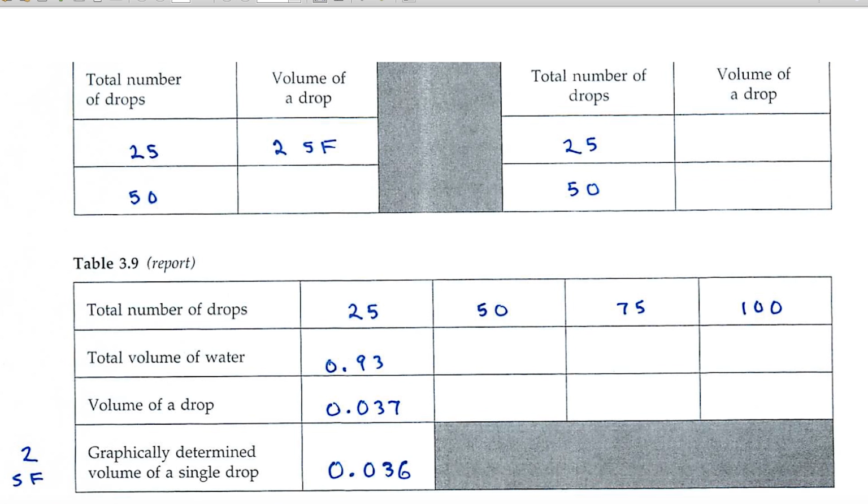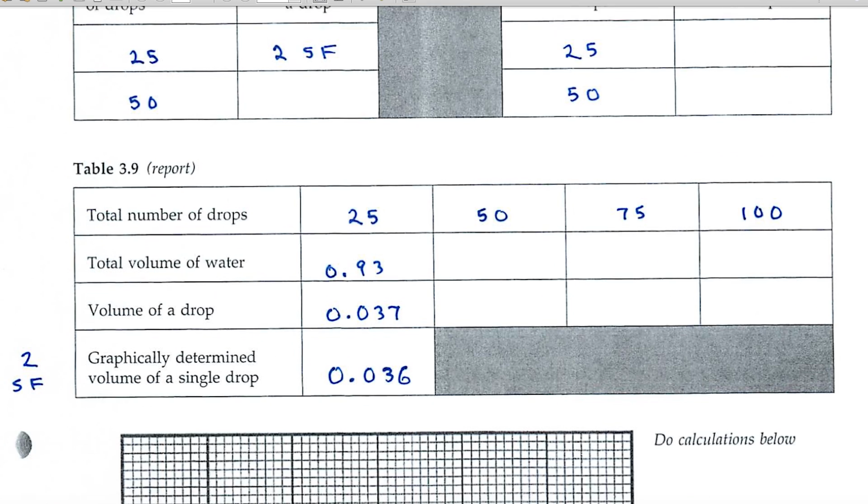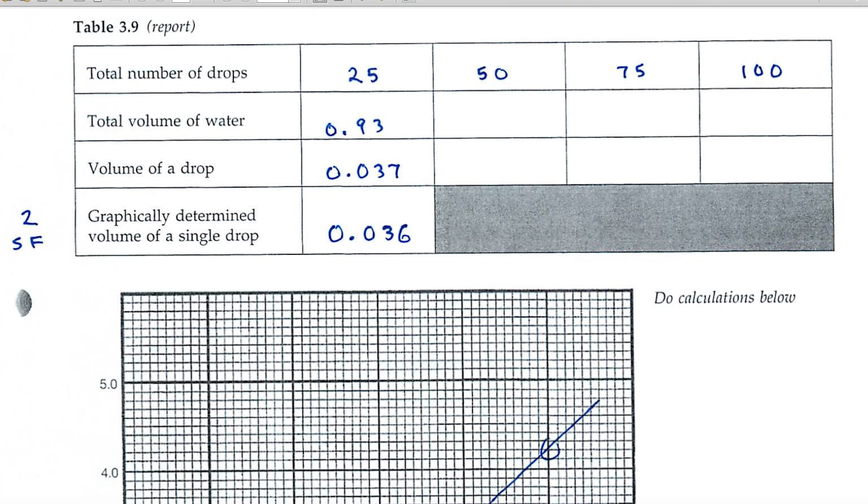Then in the report for the burette part, we've got 25, 50, 75, 100 drops. Here's a typical total volume for 25 drops, 0.93. I divide 0.93 by 25 to get this number. 2 significant figures, so I've got 2 significant figures in my answer. And then follow the rules for significant figures as you do these other calculations.